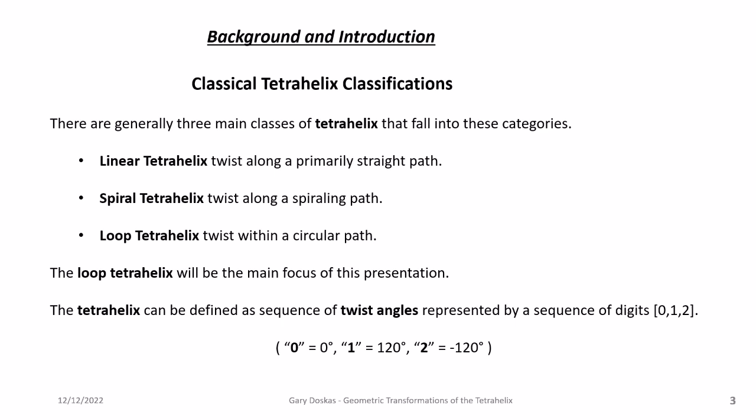Generally, there are three main classes of tetrahelix that I work with, and they fall into these categories: a linear tetrahelix, a spiral tetrahelix, and then these loop tetrahelix, which twist along a circular path that you'll see. The loop tetrahelix is the main focus for this presentation. I define the tetrahelix as a sequence of twist angles represented by a sequence of digits, where 0 represents no rotation, 1 is a rotation of 120, and 2 is a rotation of minus 120. That's the description I use.